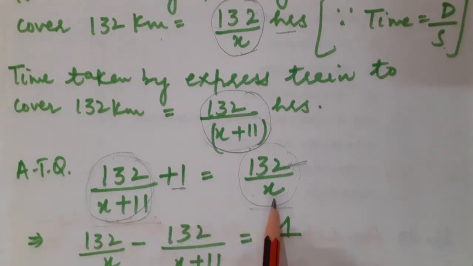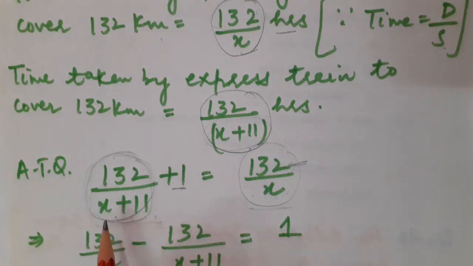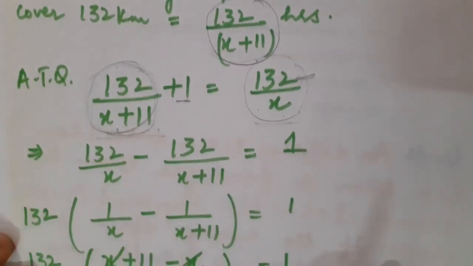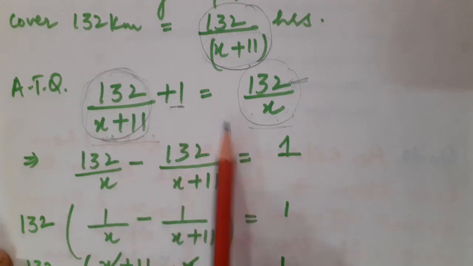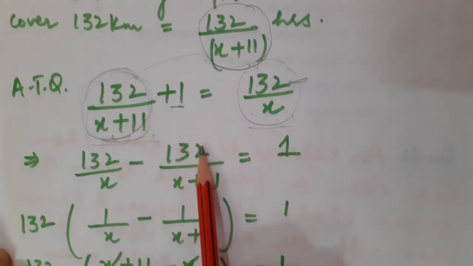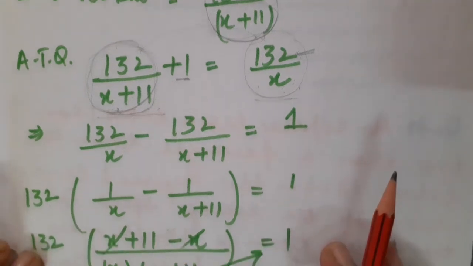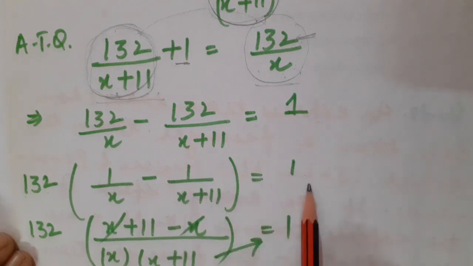Correct? So how will both the times become equal? This is the time which is taken by express train, and express train is taking 1 hour less. So definitely I have to add 1 hour in it so that the time taken by both the trains will become equal. Correct? Now, I am bringing this 132 upon x to the left hand side. Sorry, this I am going to take on right hand side. It would become 132 upon x minus 132 upon x plus 11 is equal to 1. Taking 132 as common, inside the bracket I will be getting 1 upon x minus 1 upon x plus 11 is equal to 1.